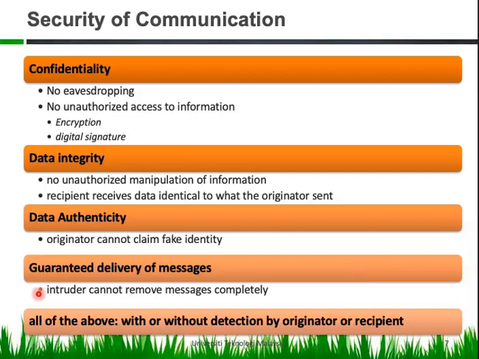Another one is guaranteed delivery of messages. For the security of communication, we also want to ensure that there is no intruder that can remove the message. We want to ensure that the message is delivered to the destination safely, that no one else intercepted the message in the middle of the data transfer process. All of the above can happen with or without detection by the originator or recipient. As the sender or the recipient, we can detect this, or sometimes cannot detect it, or we do not know that this actually happened during the communication.